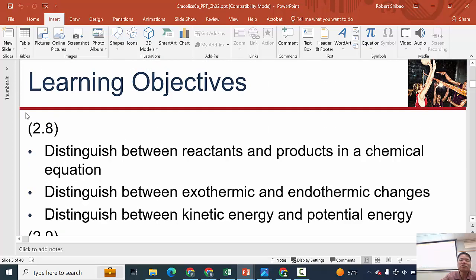Distinguish between reactants and products in a chemical equation. Distinguish between exothermic and endothermic changes. Exothermic and endothermic changes deal with energy. This is matter, and matter undergoing some of these changes can absorb energy, and matter undergoing some of these changes can release energy. And these changes could be both physical and chemical.